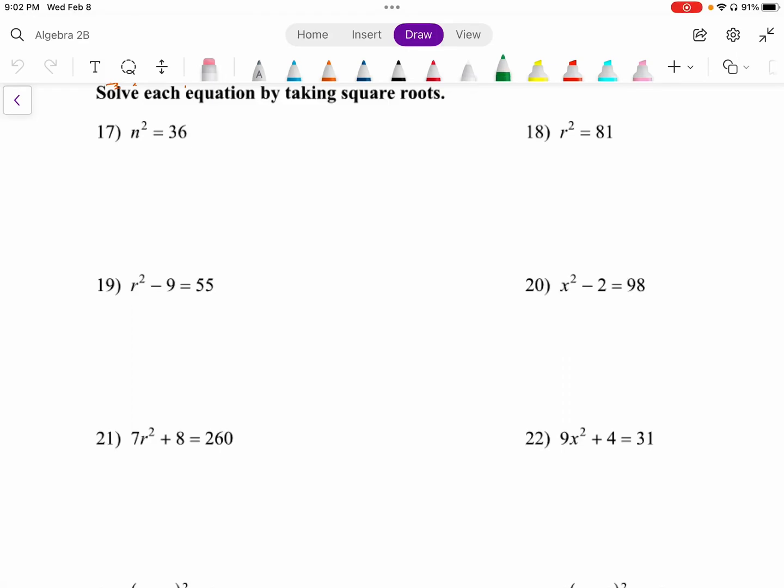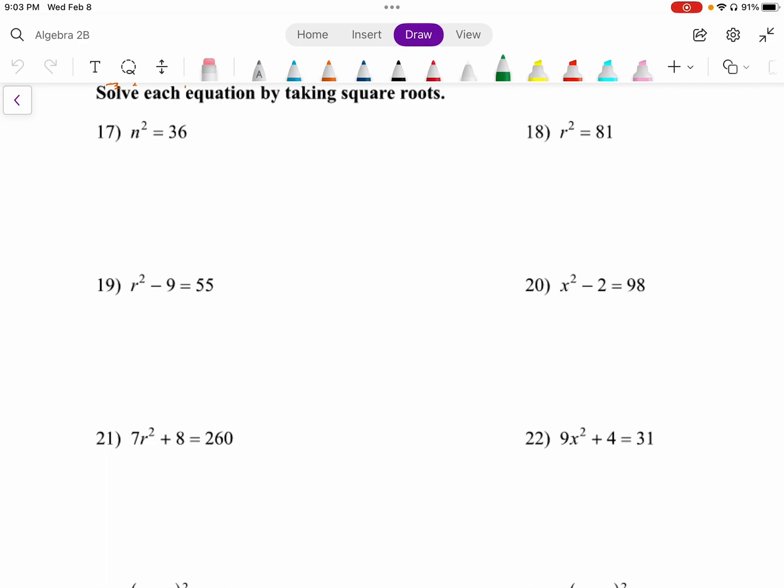All right, we're going to continue through this 5.3 to 5.5 quiz review. In this next section, it says solve each equation by taking square roots. We are going to put our answers in simplified radical form as necessary. So here we go. We'll just start with number 17 when we solve by taking square roots.